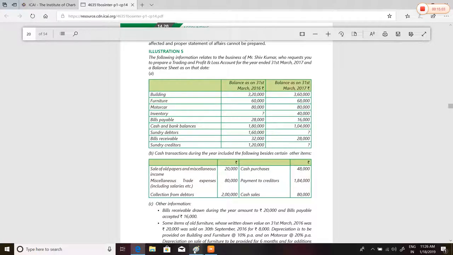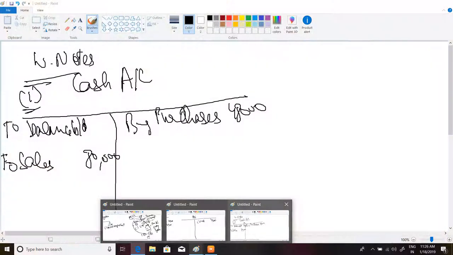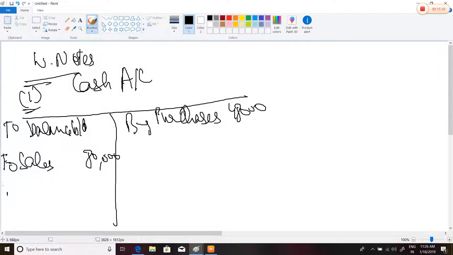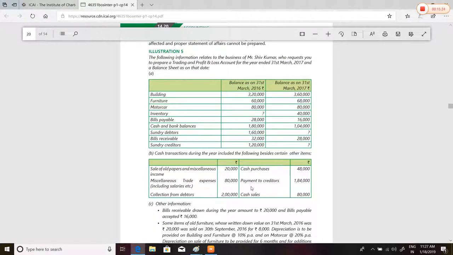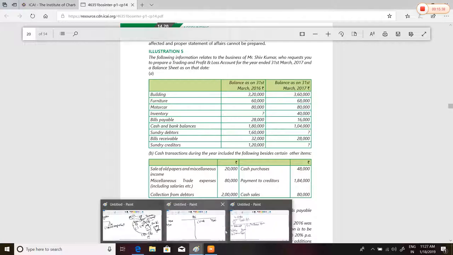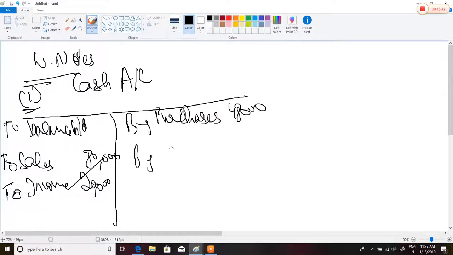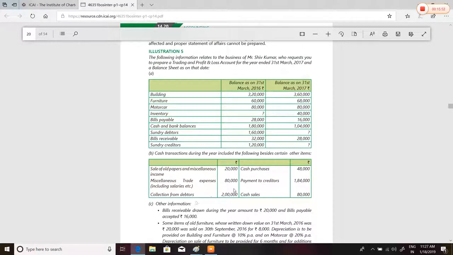Okay. For this chapter, you need a basic journal entry base: to income, to miscellaneous income, 20,000. Then 20,000 payment to creditors. So, let's finish the side. By miscellaneous trade expenses, by trade expenses, amount 80,000.